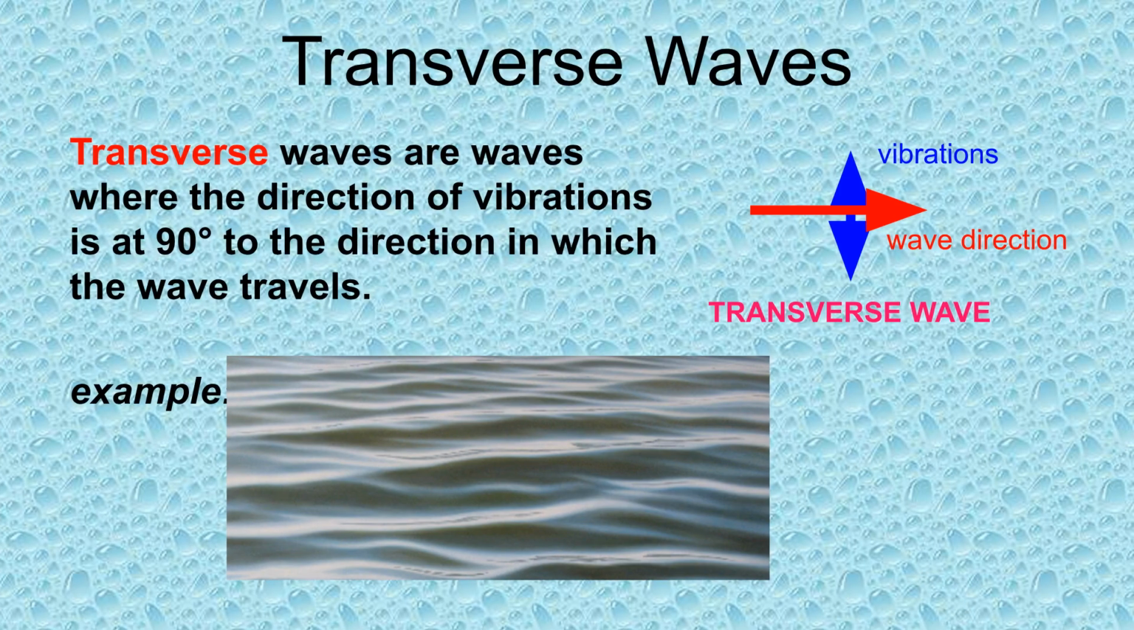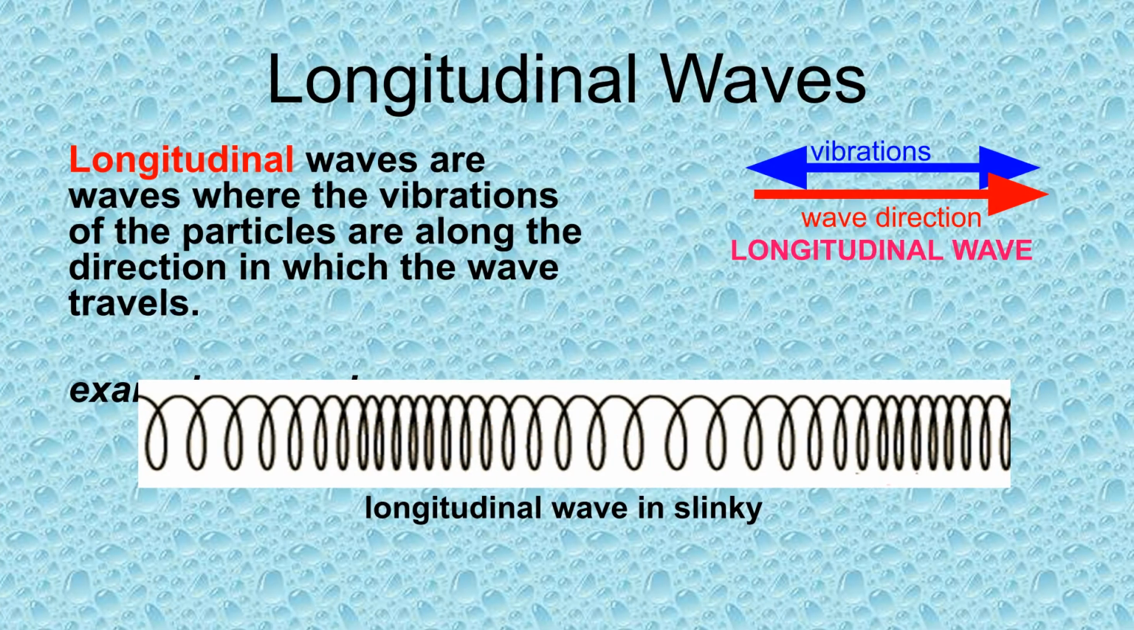Transverse waves are waves where the direction of vibrations is at 90 degrees to the direction in which the wave travels. An example is water waves. Longitudinal waves are waves where the vibrations of the particles are along the direction in which the wave travels. Sound waves are an example of this type of wave.